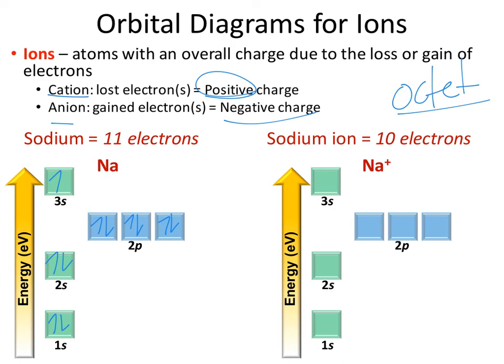So what does that look like? Well, again, since it's lost 1 electron, it now has 10 electrons. So again, we have this kind of electronic structure, and this one is empty. That electron has been donated to a nonmetal if it's bonding ionically or something like that.